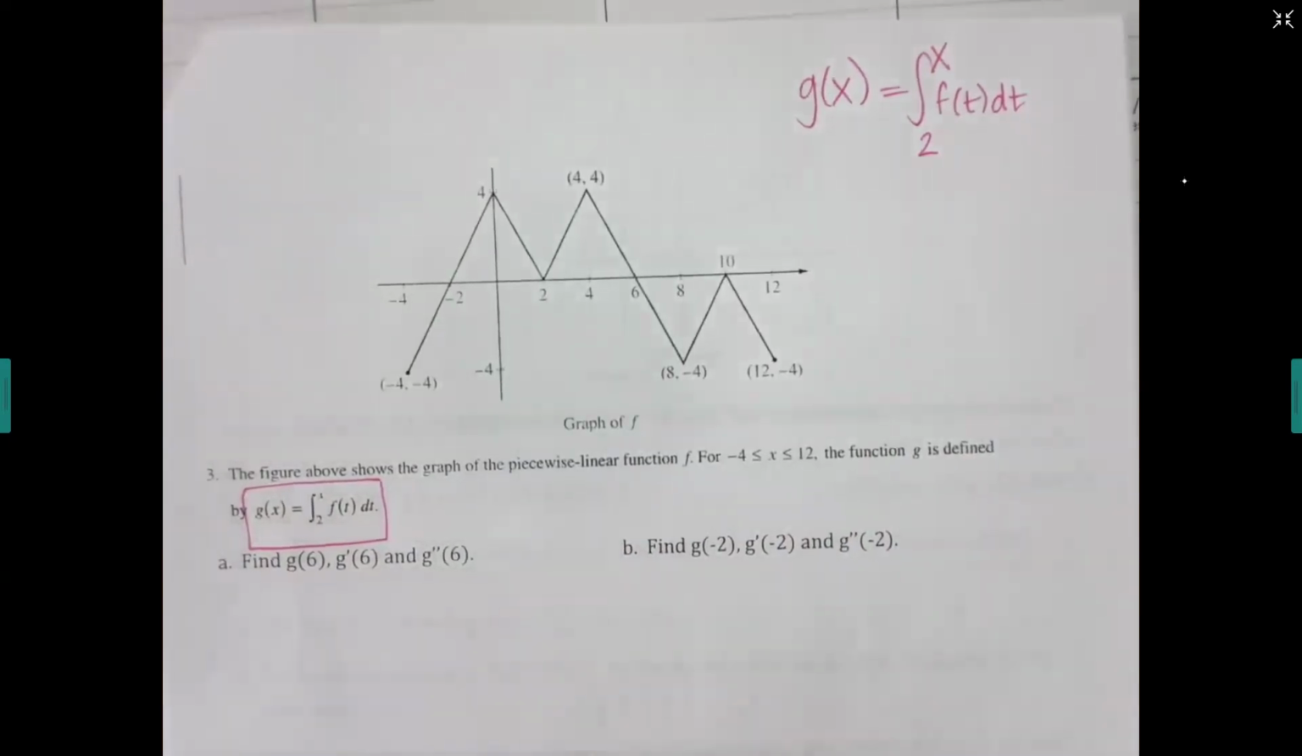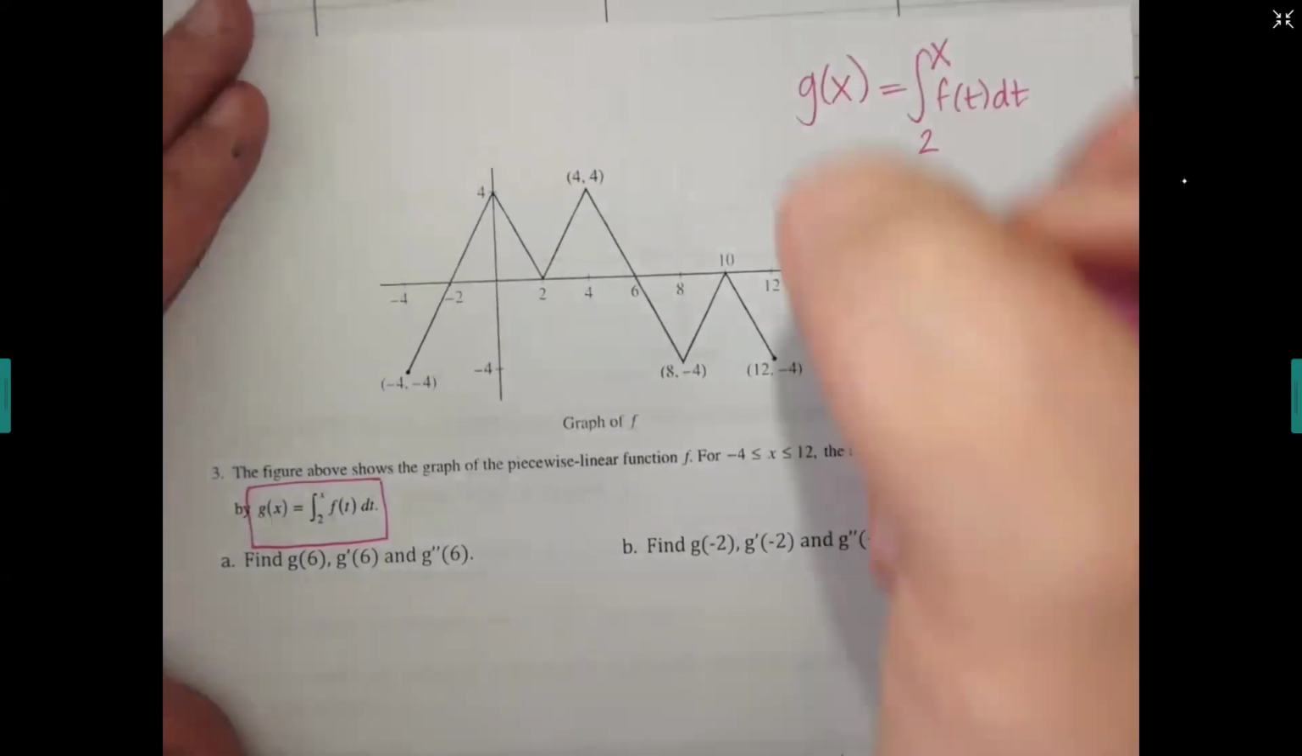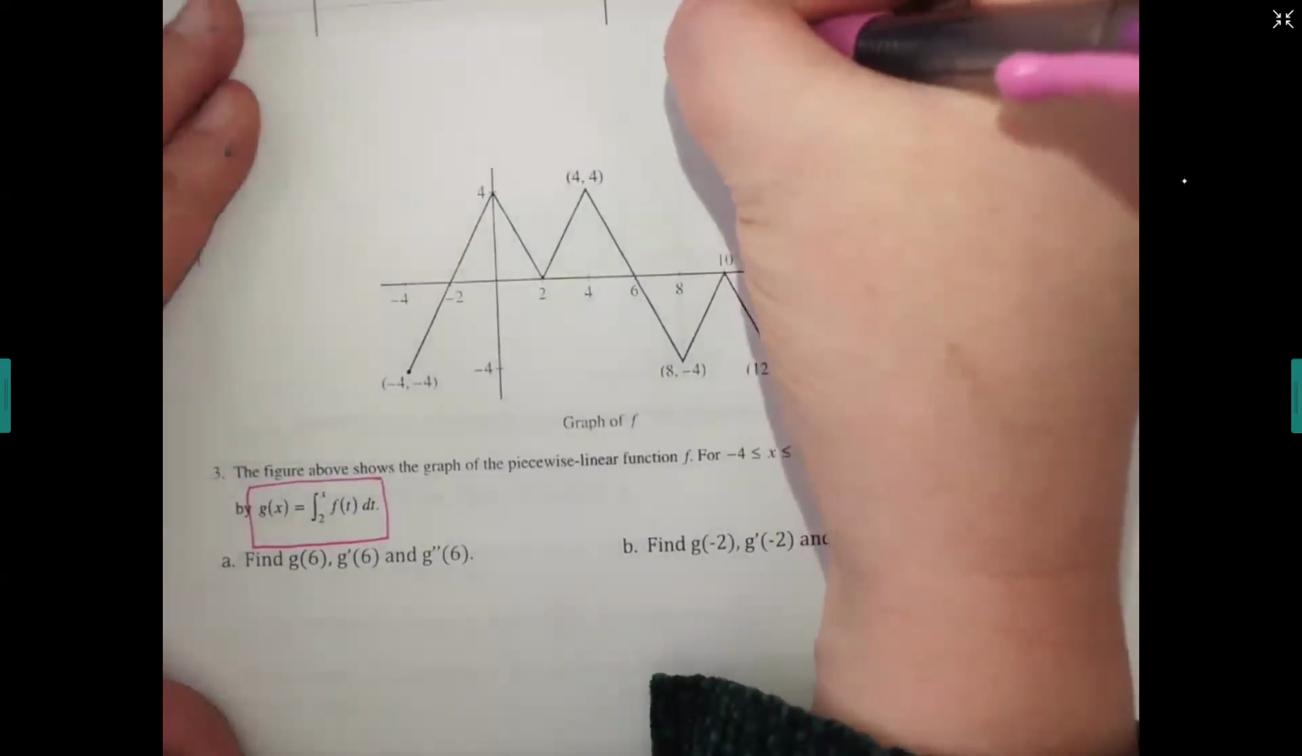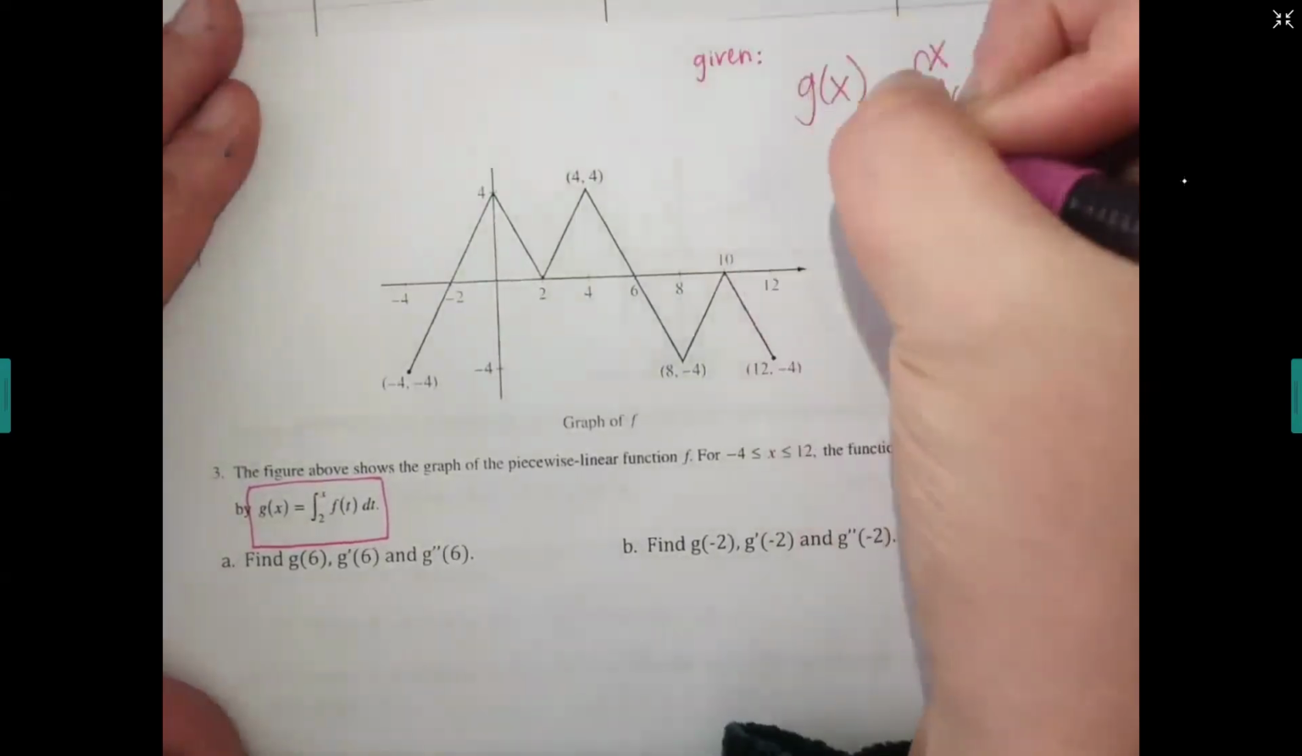Now, I noticed that in part A and part B, they're asking me not only to find G, but to find G prime and G double prime. So let's do it. We were given this. I'm gonna put given here. Okay, but now we're gonna find G prime.